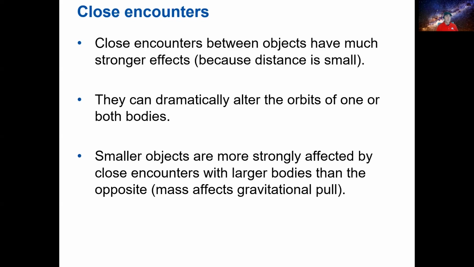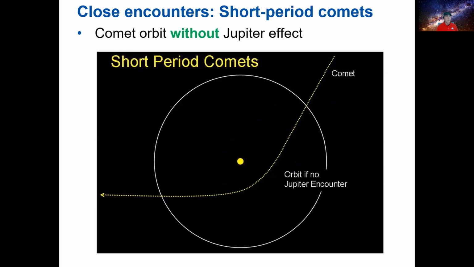Smaller objects are more strongly affected by close encounters than large bodies. As an example, imagine an incoming comet on a large elliptical or near parabolic orbit with a very long period approaching the Sun. The dashed path is the orbit the comet would follow if it had no Jupiter encounter. Notice that the orbital period is very large.